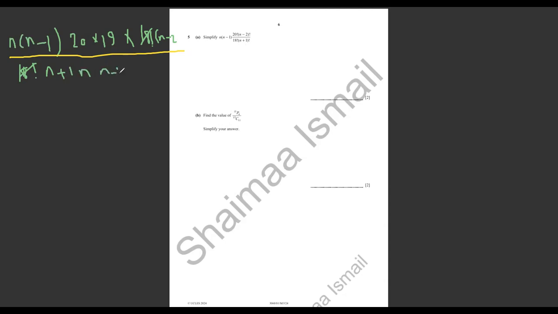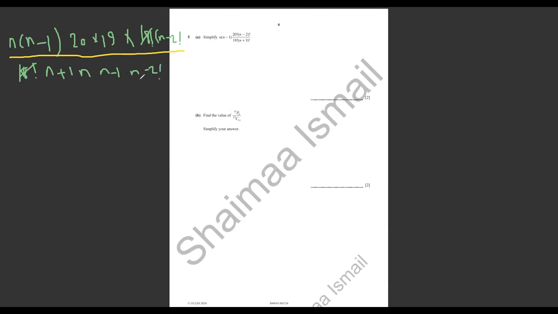Question number 5. Here we need to simplify this factorial expression: n multiplied by n minus 1 multiplied by n minus 2, then 20 factorial over 18 factorial, which is 20 multiplied by 19, and then divided by n plus 1 factorial, which is n plus 1 multiplied by n multiplied by n minus 1 multiplied by n minus 2 factorial.